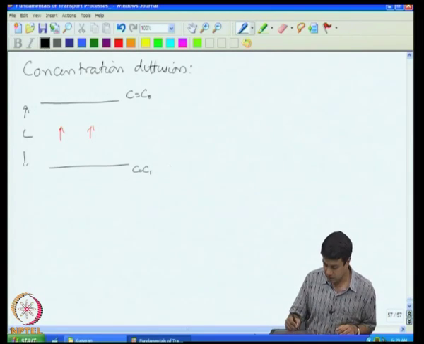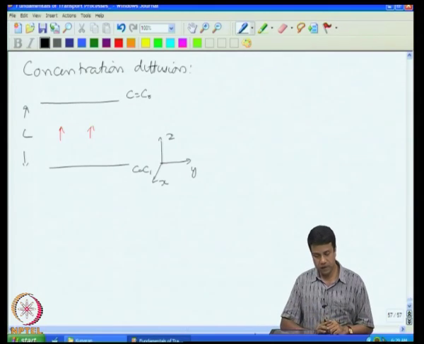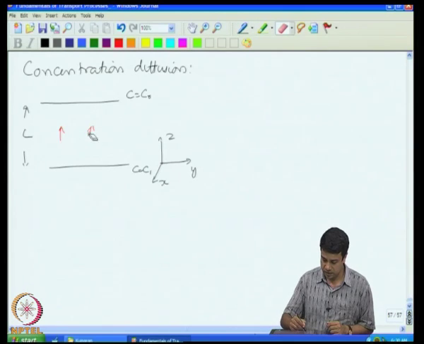First things first, we choose a coordinate system. Once again, x, y, and z coordinates. The planes are infinite in the x, y plane. So, there is no variation within the x, y plane. There is a variation only in the z direction. There could be a variation in time as well.